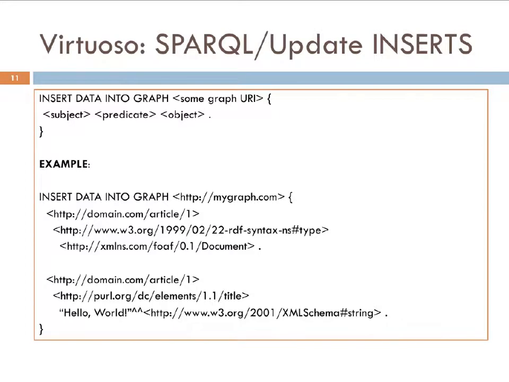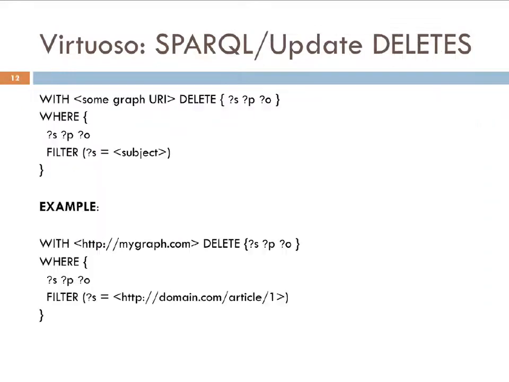So I just wanted to throw one up here real quick just to make sure we're all on the same page. That it reads like this: insert data into graph, and I give it a graph URI, and then I begin to list out my triples. So as an example, if I wanted to insert an article, it would look like this example below here. So then delete statements look like this. So with that graph URI, you can delete all the triples where the triple subject is a certain URI, and amazingly this works as well.